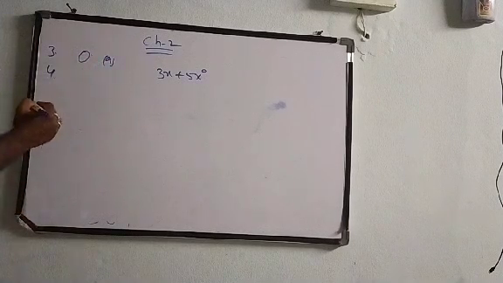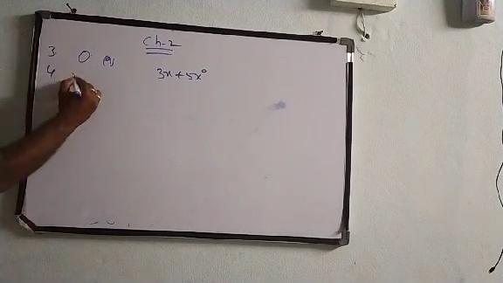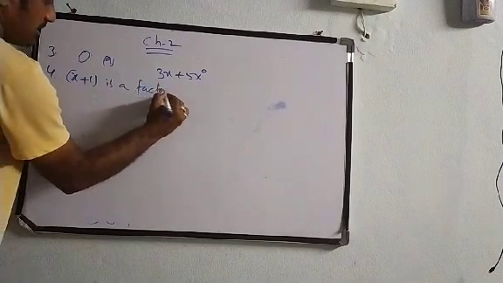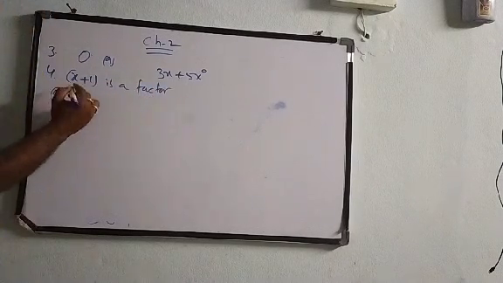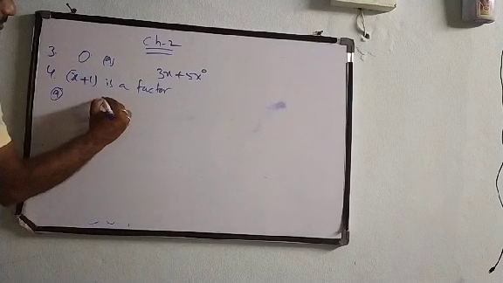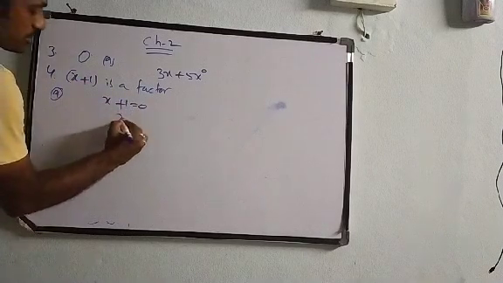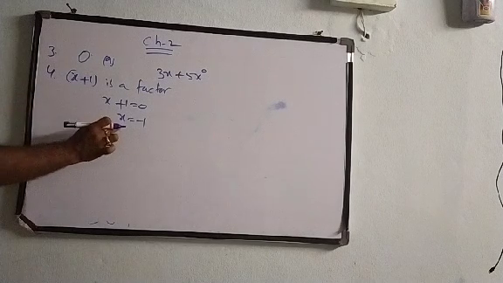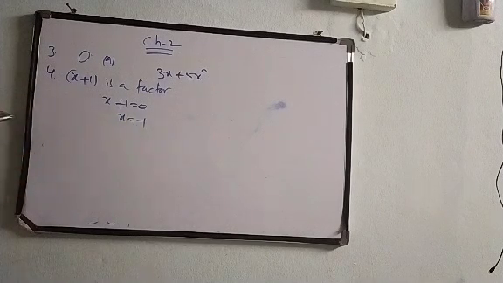Fourth one, x plus 1 is a factor of which polynomial is being asked. So let us take option 1 first. It means x plus 1 is a factor, so in place of x plus 1 equal to 0, x is equal to minus 1. So in place of x we are going to substitute minus 1. For whichever we get 0, that will be the factor.